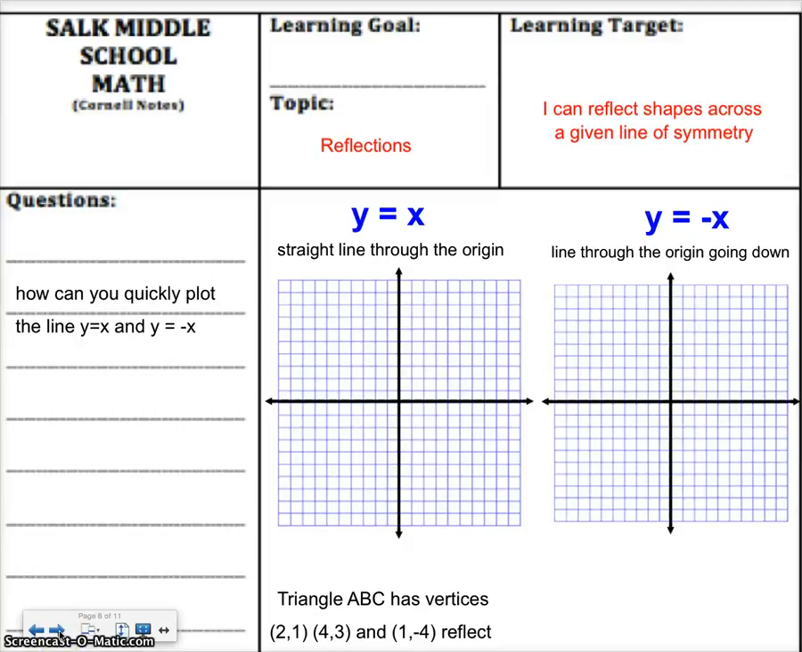We are moving on to our last lesson of this unit, and it is just an enrichment lesson in regards to reflection. Today you can reflect shapes across a given line of symmetry, but more specifically across the lines y equals x and y equals negative x. This is connecting it to Unit 8 when we talk about directly proportional relationships.